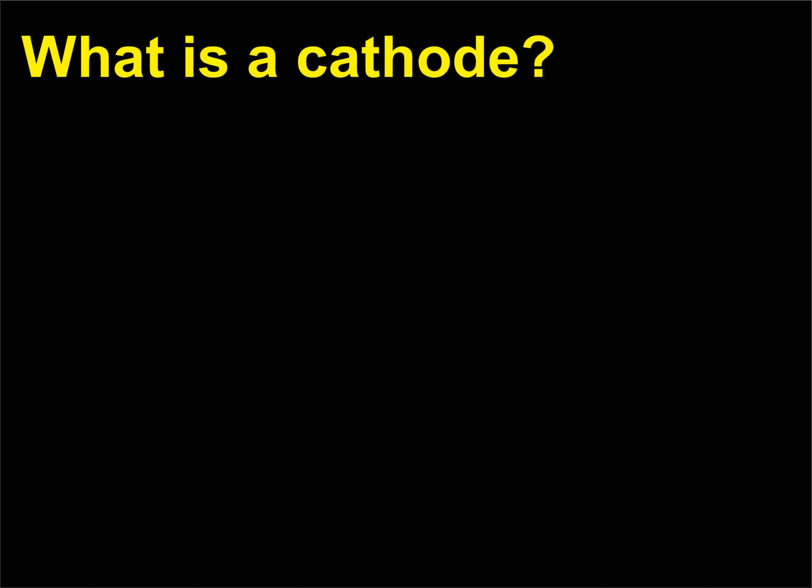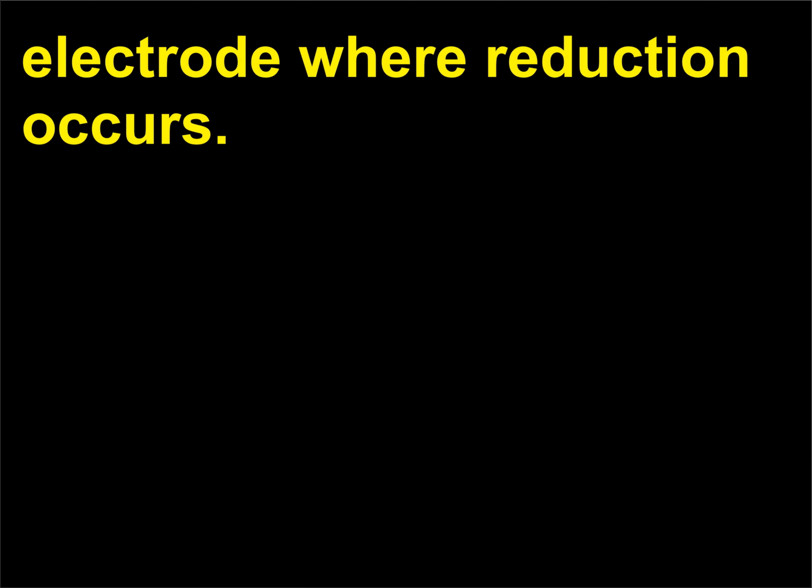What is a cathode? Electrode where reduction occurs.